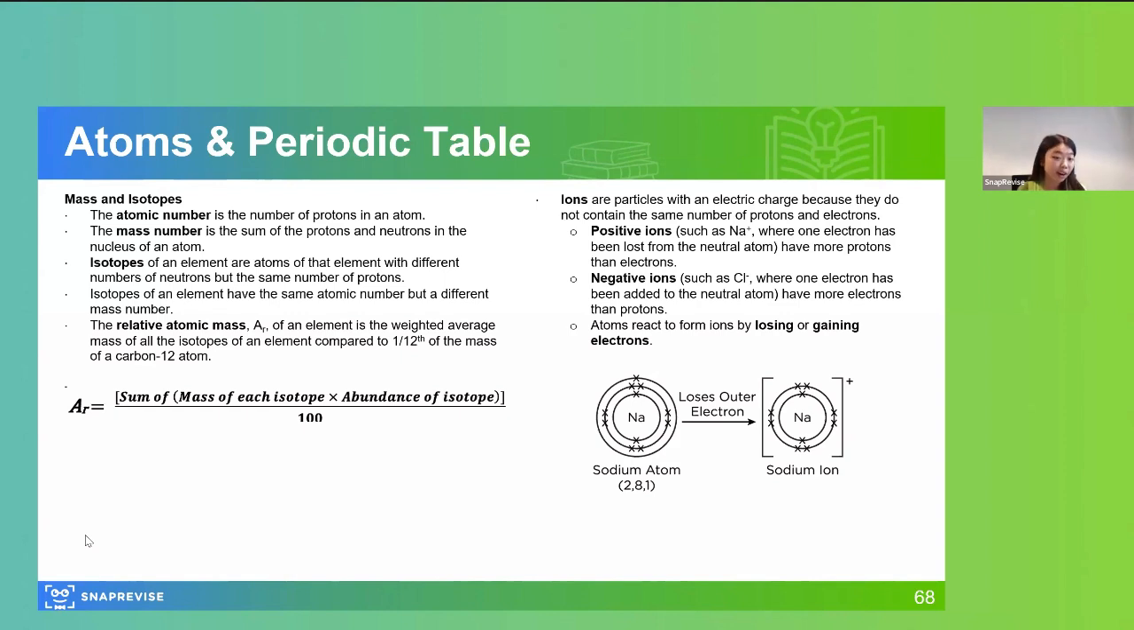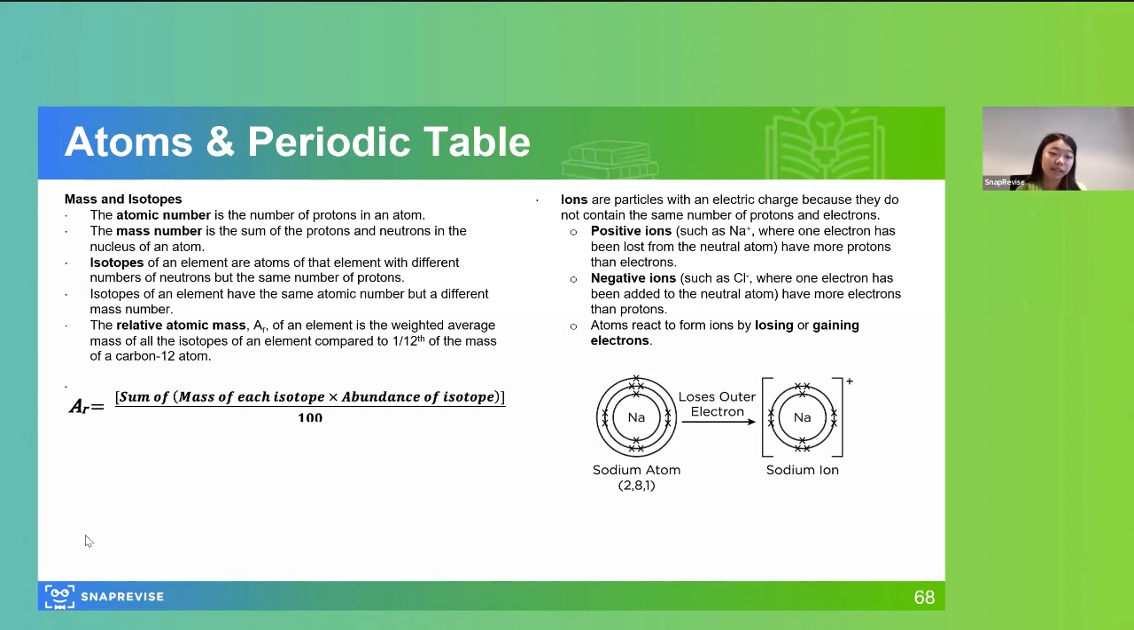Relative atomic mass, Ar. I cannot emphasize this enough. They ask this maybe once every year or once every 2 years in the exam for the definition. I don't know if it's your year, but it's important to note. The definition, word for word memorized: the weighted average mass of all the isotopes of an element compared to 1/12 of the mass of a carbon-12 atom. I cannot expand more than that; you just need to memorize the definition.